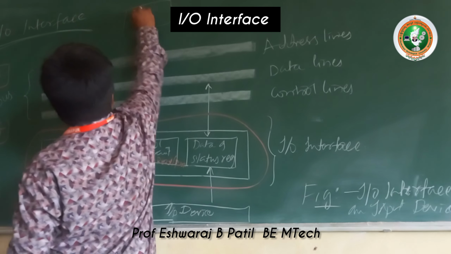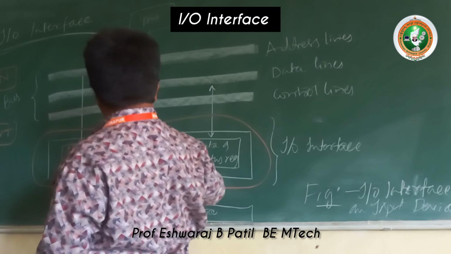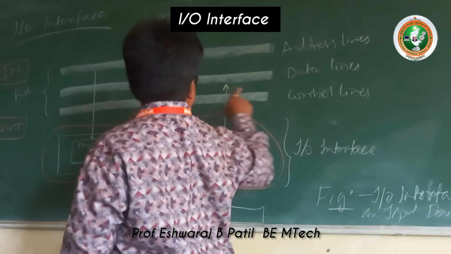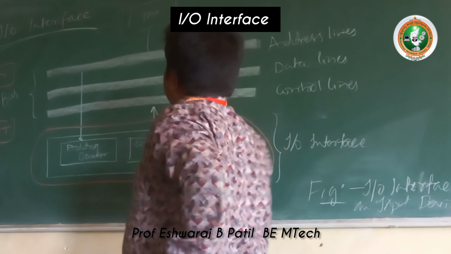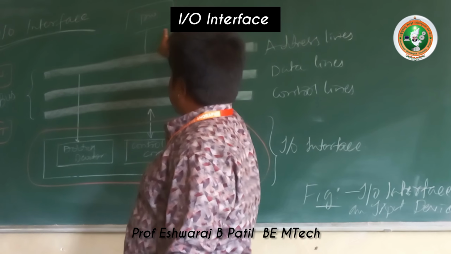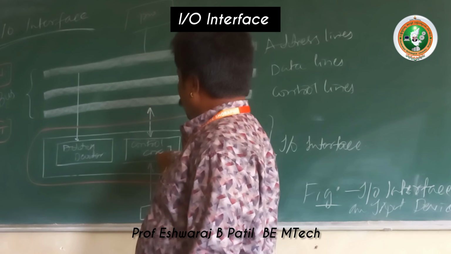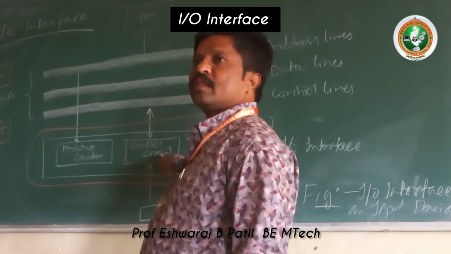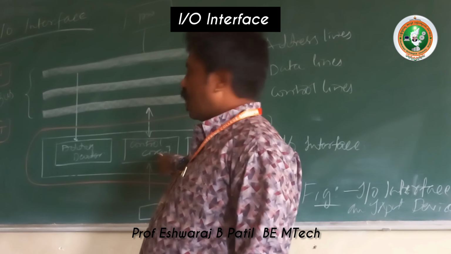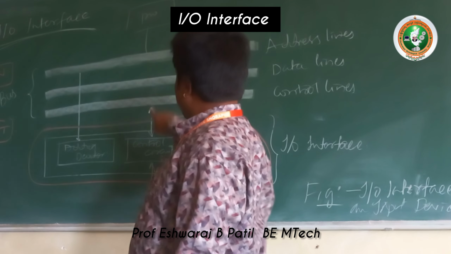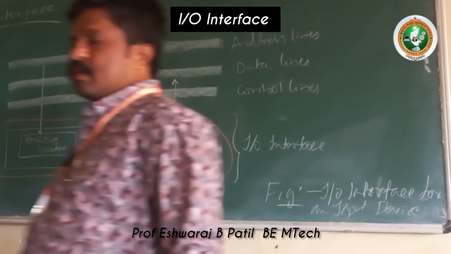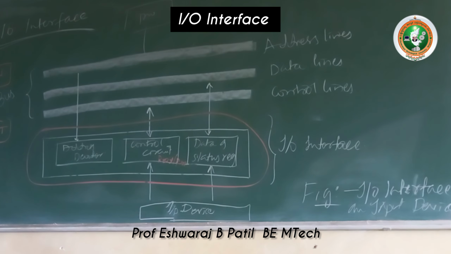Next point, the processor sends the control signals to the control circuit through the control lines of the system bus, as shown in the figure.